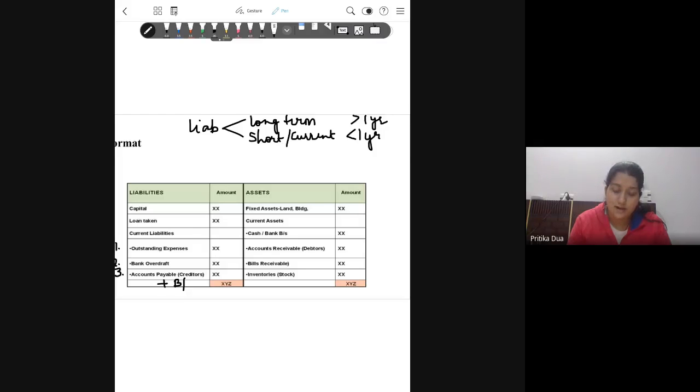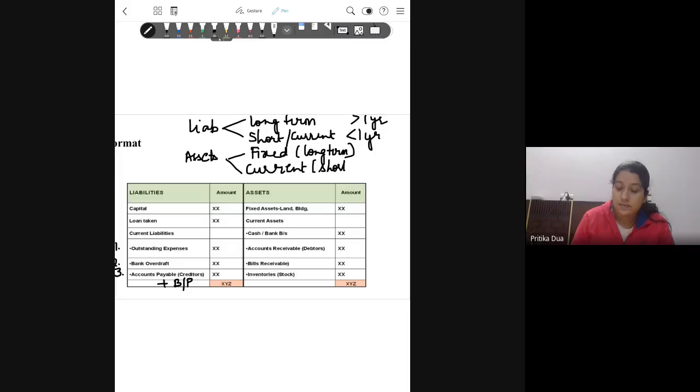On the asset side, first you have all the fixed assets. So assets are also categorized on the basis of time. So you have fixed assets, which are your long-term assets, and then you have your current assets, which are your short-term assets. Again, the time period is on a 1 year basis. You are classifying them on this time basis. So fixed assets are for a time period more than 1 year. Current assets for a time period less than 1 year.